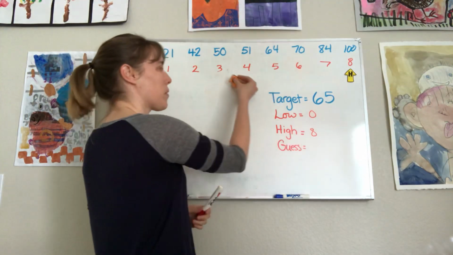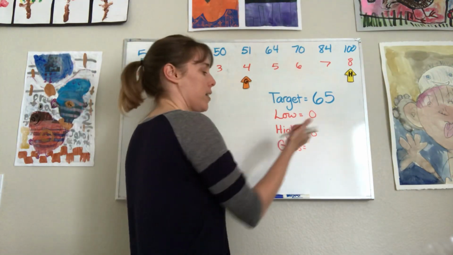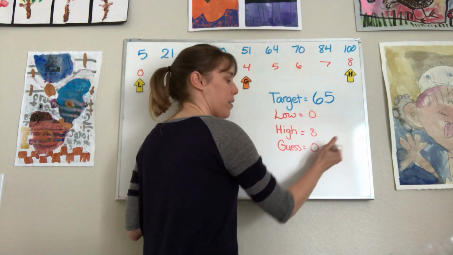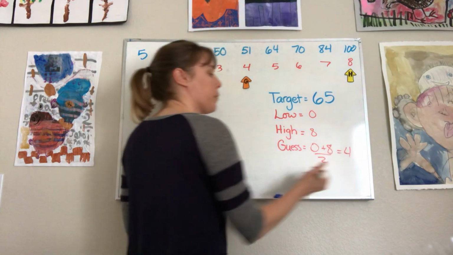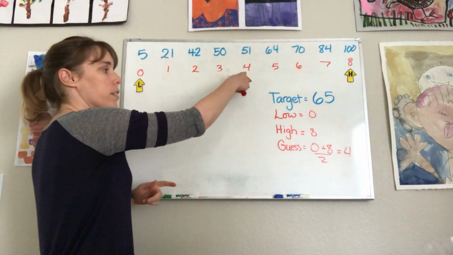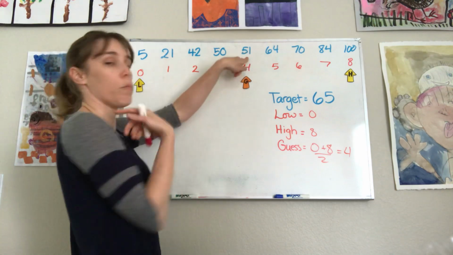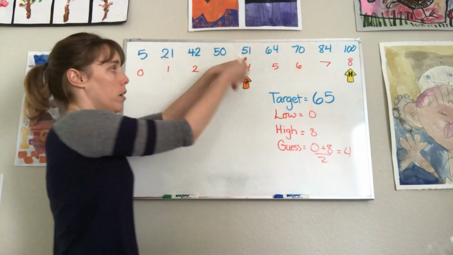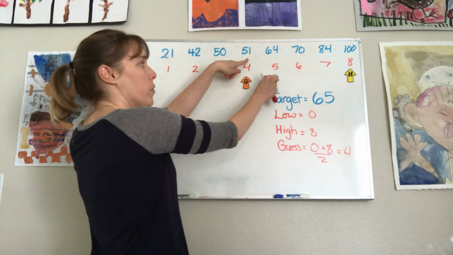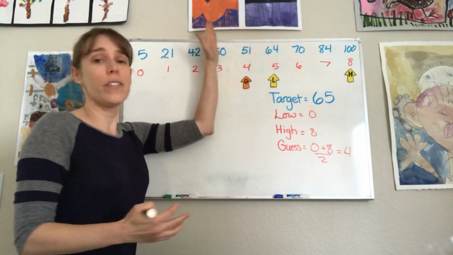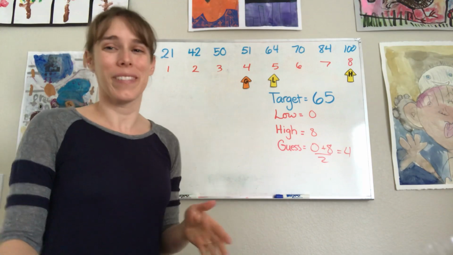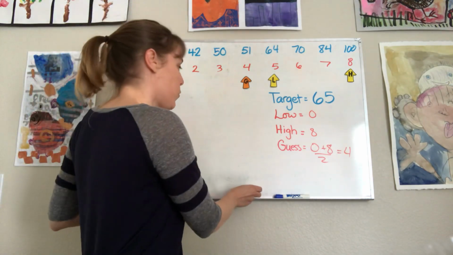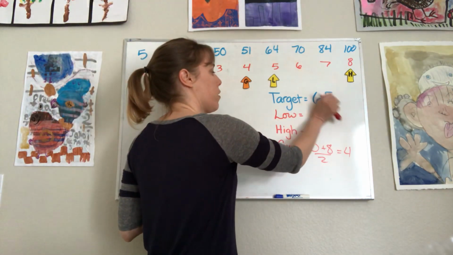So first step, we have to guess. Again, it's going to take the average, 0 plus 8 divided by 2. It's going to guess at 4. Guesses at 4, 51, too small. So we're going to take the low and move it up here. And we never need to look in this part of the array anymore, right? What we do need to do, let's see, low becomes 5.